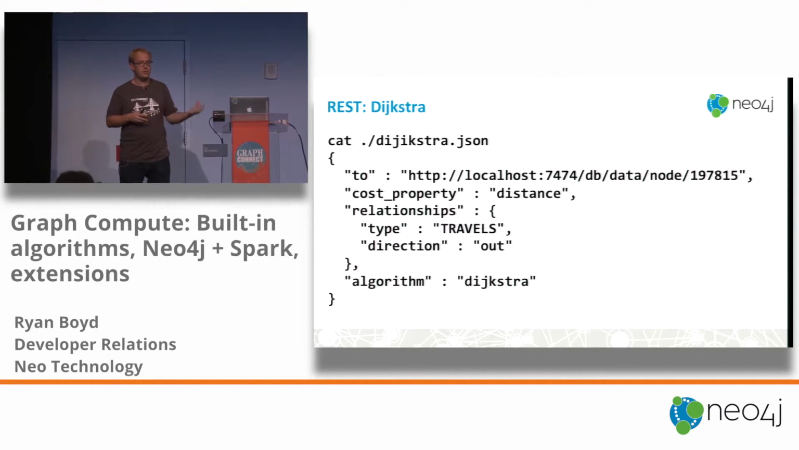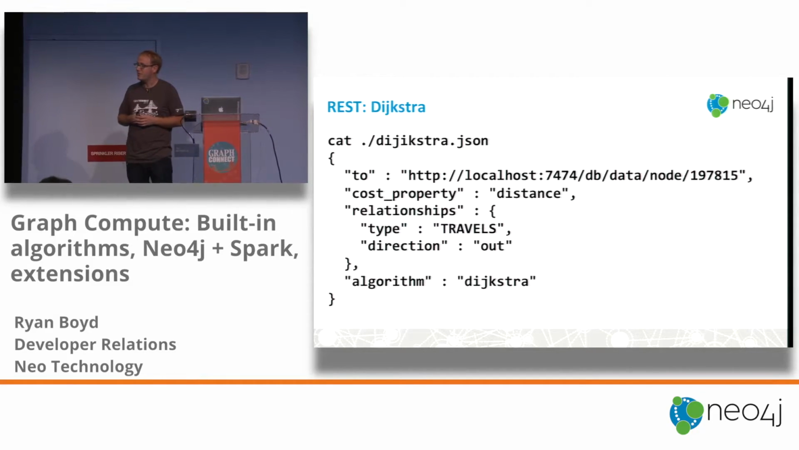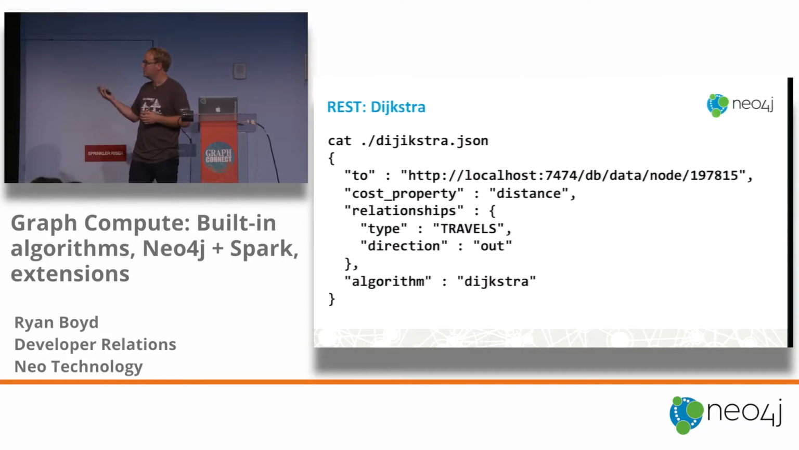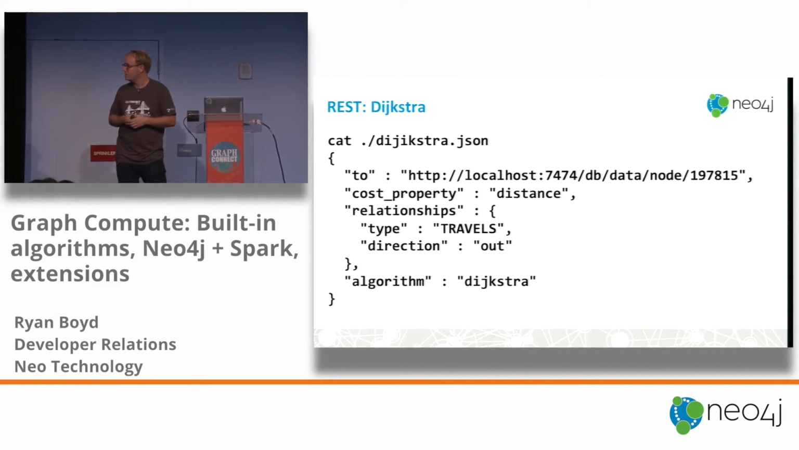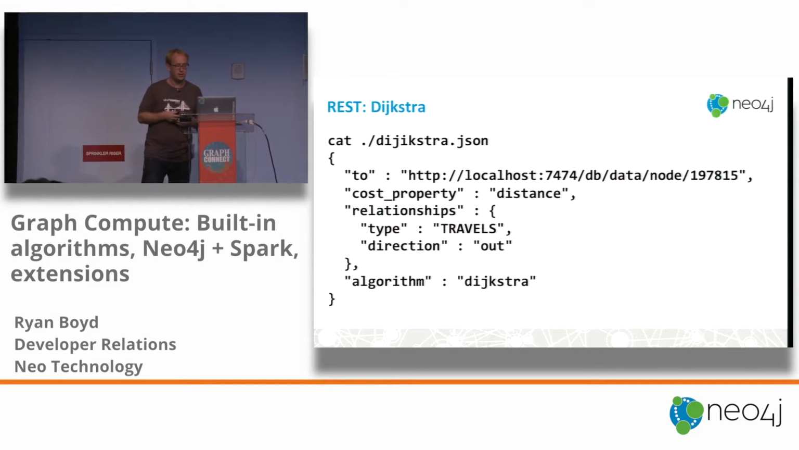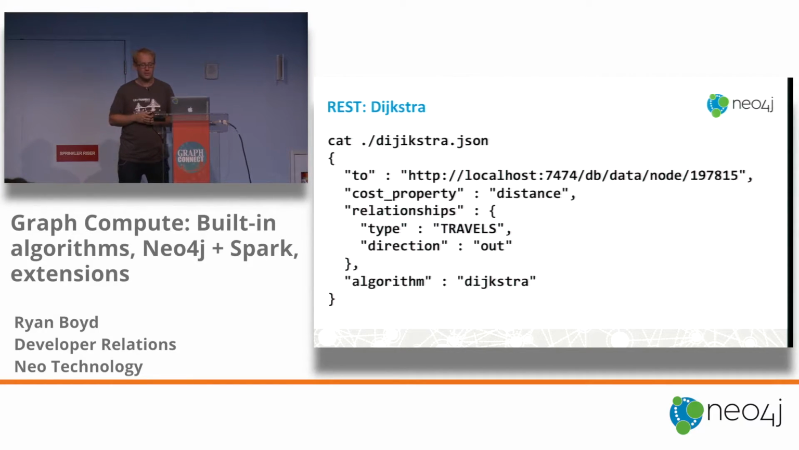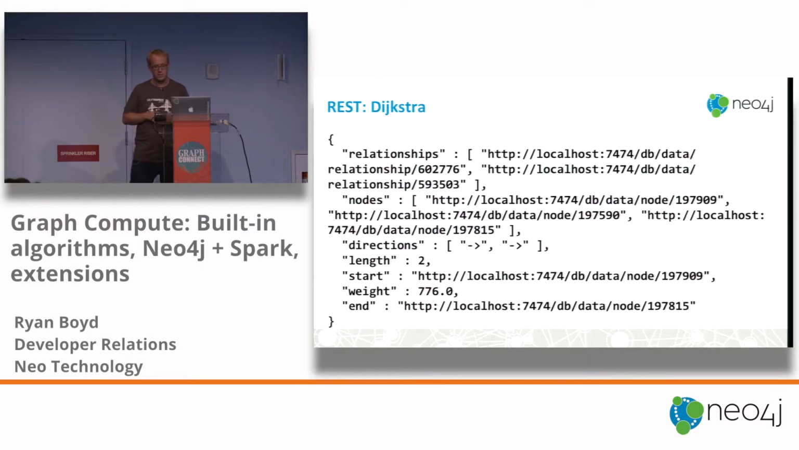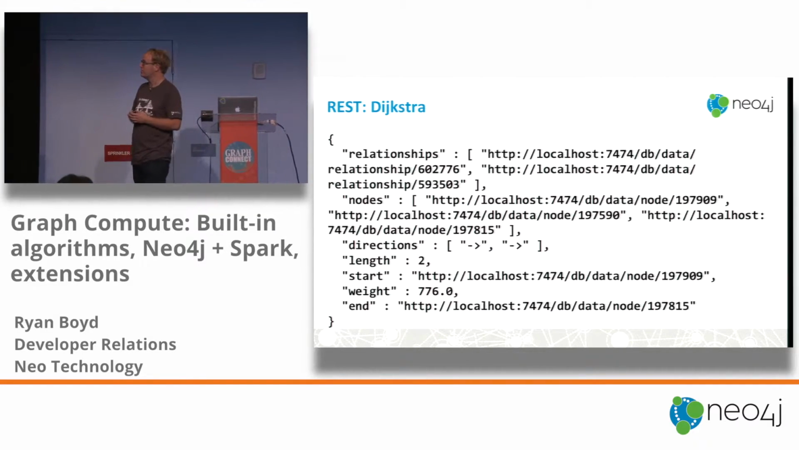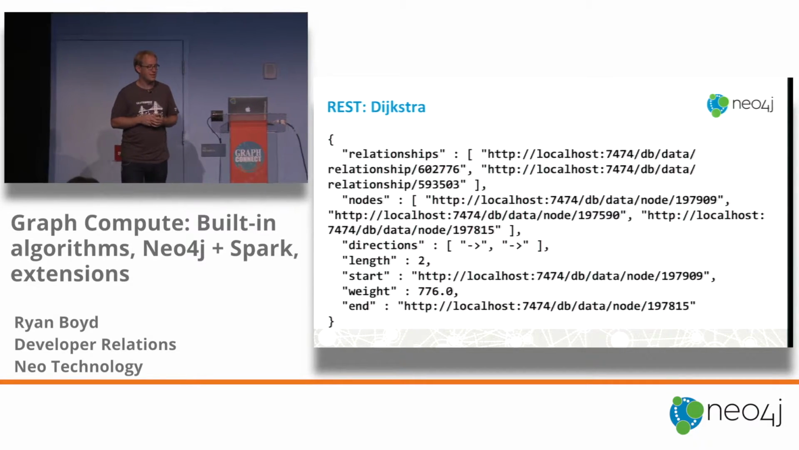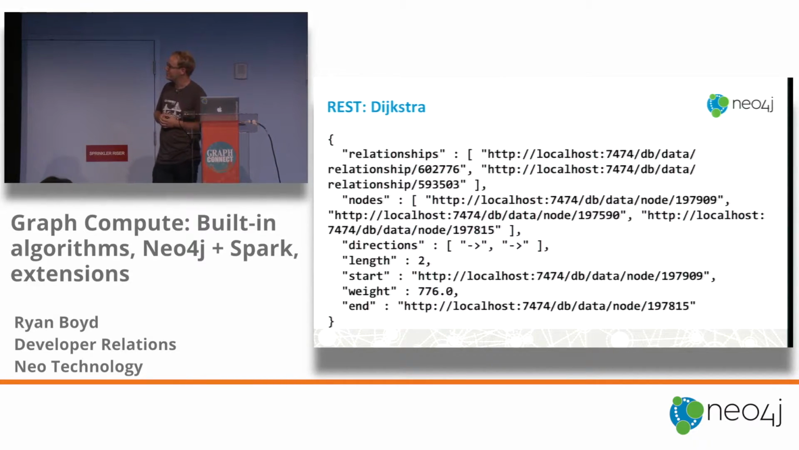So we can see in the URL that I was posting to, I had the node that I'm starting from. In the JSON document that I am posting, I have the node that I'm going to. And then I'm specifying that the name of the property which identifies the cost of that traversal is distance. The relationship is travels, and to do an outbound traversal. And that is the REST API call in order to run this. And then the REST API result looks like this. Not exactly human readable, but you can parse it.